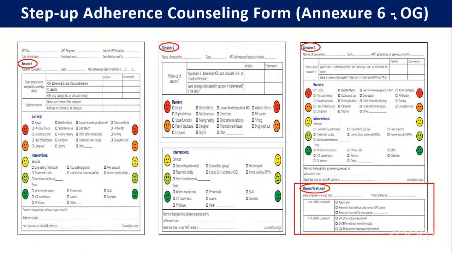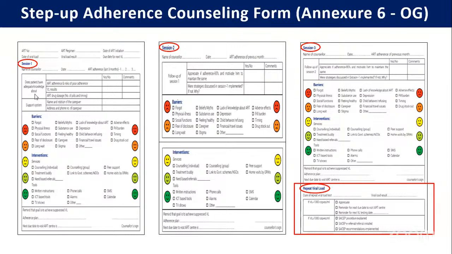This is about the referrals, the mechanisms of how adherence EAC is being done at the ART center. There are 3 sessions, session 1, session 2, and session 3. These are all similar. In session 1, the counselor has to record, in addition to the ART number, regimen, date of ART start, date of viral load and the viral load result, due date of next viral load, etc. The name of the counselor, date, and ART adherence of the last 3 months you need to mention over here.